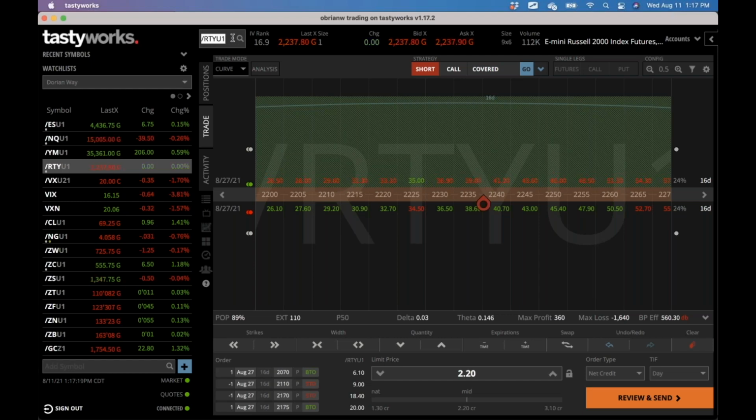So what we're going to do is put it in on both and see which one gets filled. Actually, I can't do it that way because we have to put it in as 2 trades. All right, so I'm going to pick this Russell one first, and then we're going to see if we can get filled on it.